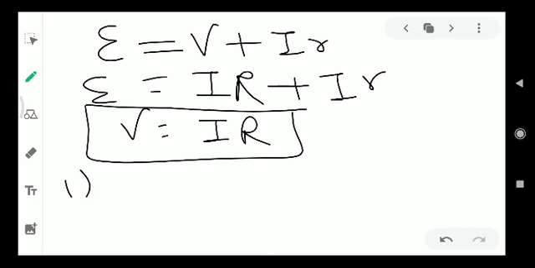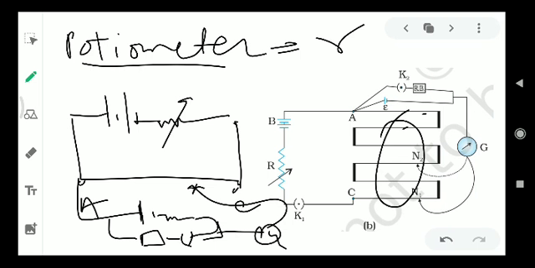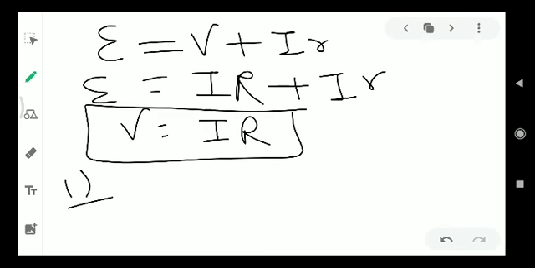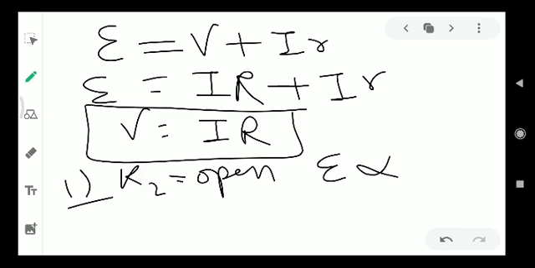So step number 1, while performing this experiment, we will pick out this key K2. We will switch off this circuit from here, and we will find out the balance length. So when key K2 is open, then we will find out the balance length, and that balance length will correspond to the EMF of the cell, and let us name the balance length as L1.